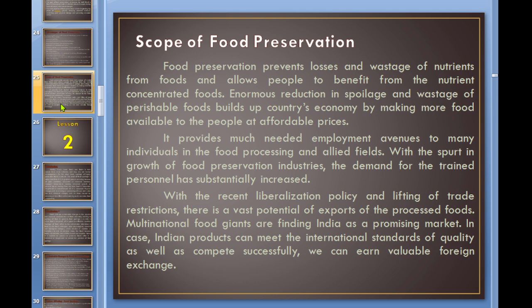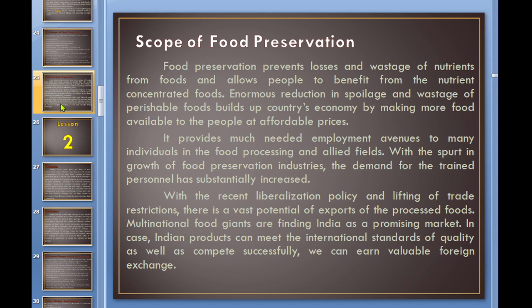Of course, kung daghan ang stock karon maghimo tag bulad, of course ang kanang gihimo nga bulad, mas barato kaysa compare sa presyo sa fresh nga fish. Okay, it provides much needed employment avenues to many individuals in food processing and allied fields, with the spark in growth of preservation industries and demand for trained personnel has substantially increased.